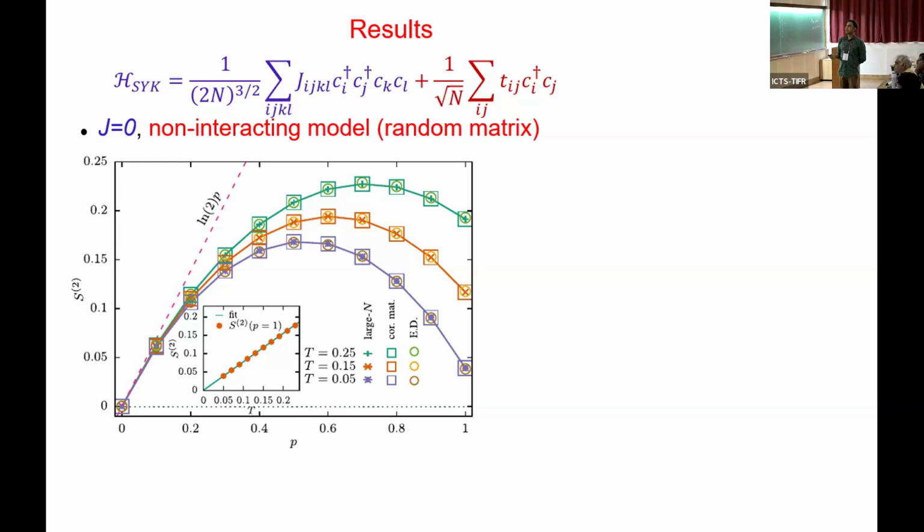Another thing is that I am doing this at some finite temperature. If you are doing it at zero temperature, this curve should be symmetric, because this is the fraction of sites whose entanglement I am looking into.